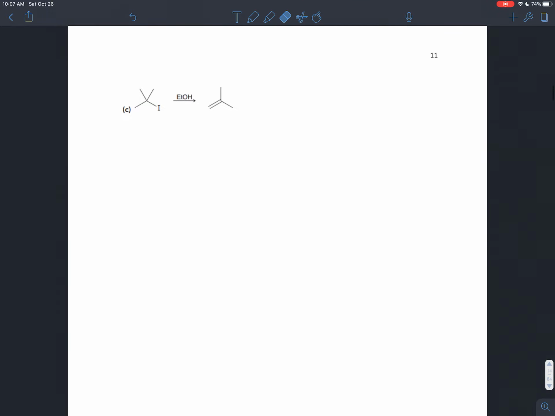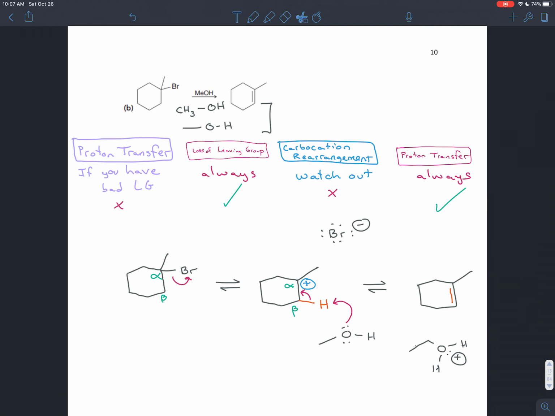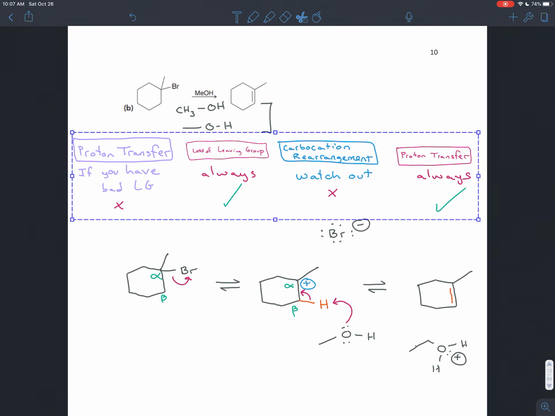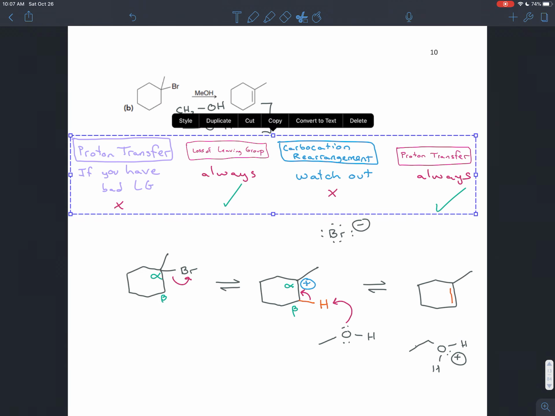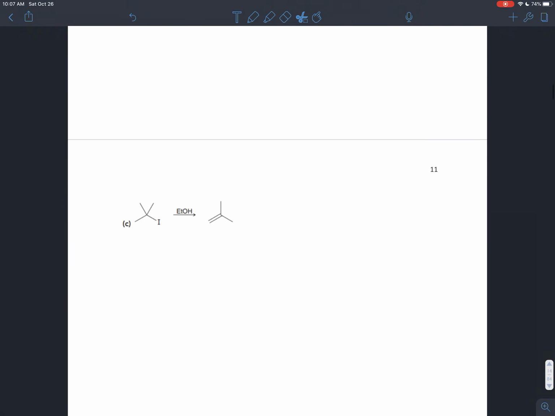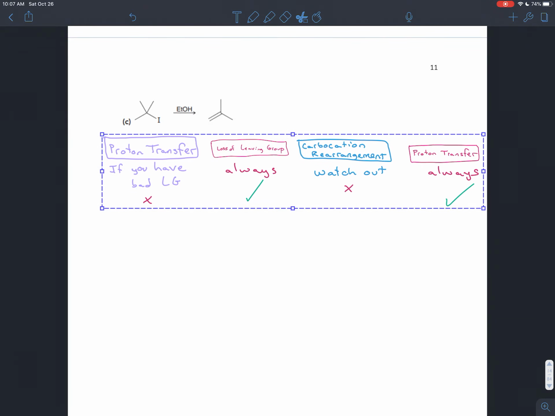Okay, let's try to do that one again with C. Our thought process is going to be that same thought process. We want to consider each of these possible steps before we start drawing. This way we never get lost and we never forget one of our steps.